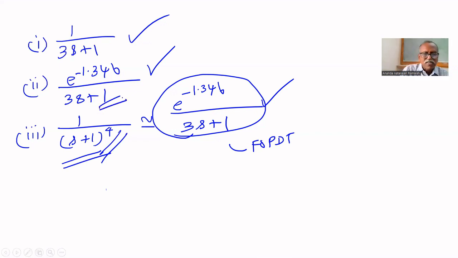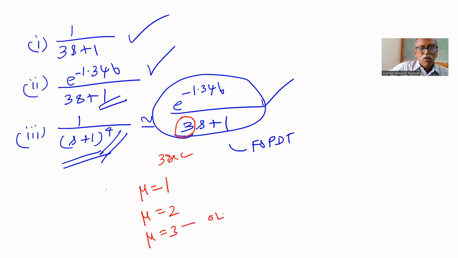Now we'll see the simulation for the three controllers. What is the open loop time constant? 3 seconds. So we can reduce the time constant in closed loop. That's why first we assume mu equal to 1, second we assume mu equal to 2, third we assume mu equal to 3.